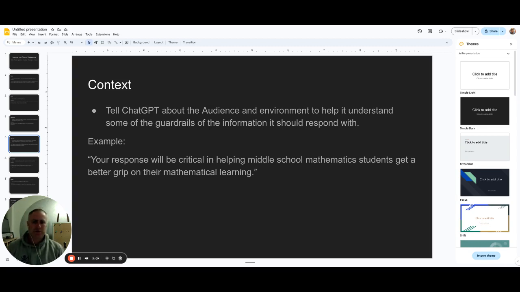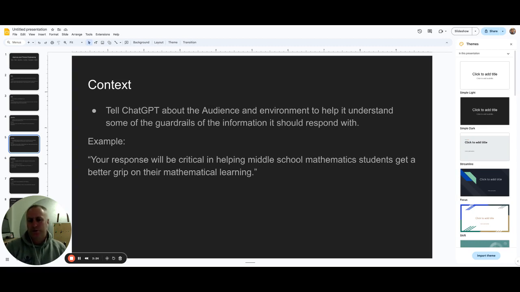Your response will be critical in helping middle school mathematics students get a better grip on their mathematical learning. Again, it's just a guardrail. I keep going back to the context, and that is the header, so that makes some sense. It's some context around what ChatGPT needs to provide an answer for.